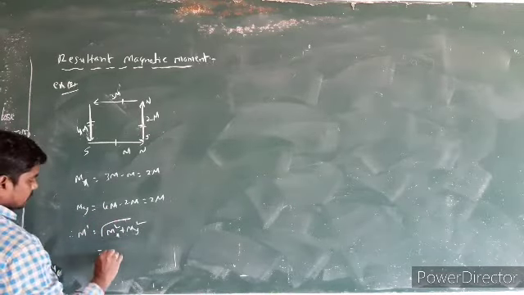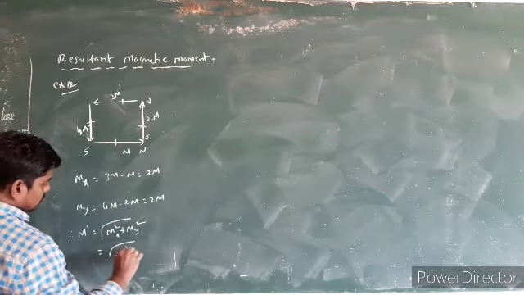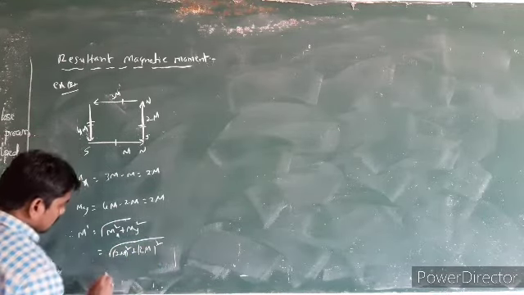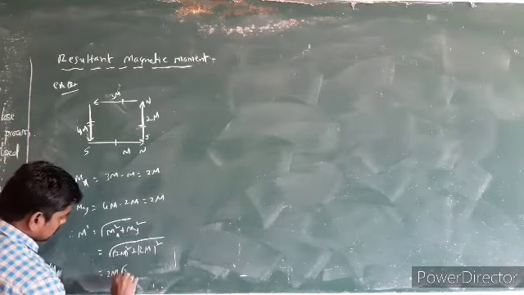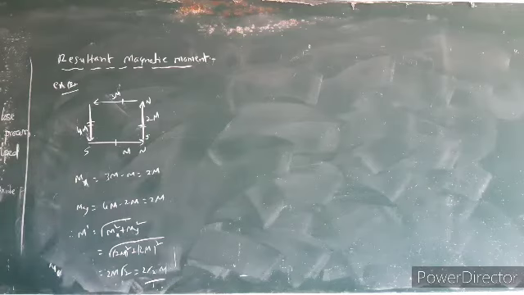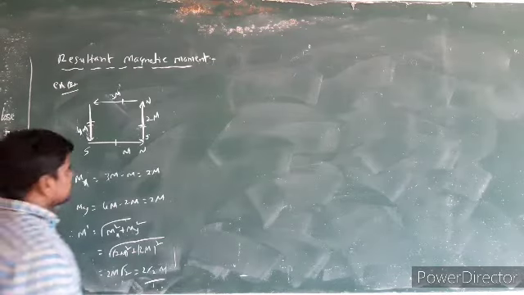Mx is 2m, whole square. My is 2m, whole square. If you take 2m common, it is root 2 times 2m. This is the net magnetic moment of the arrangement. Like this, we need to calculate.